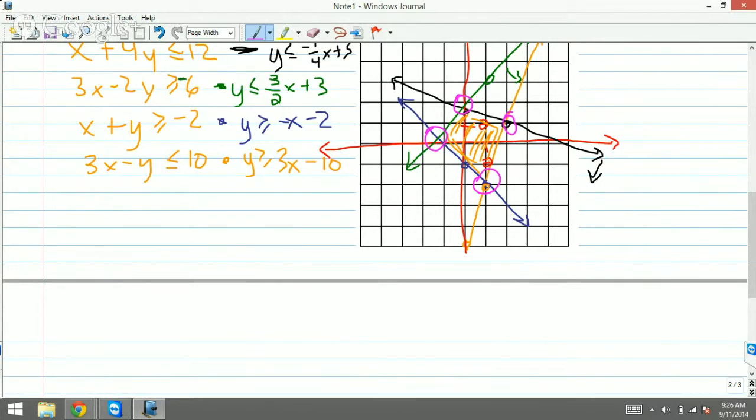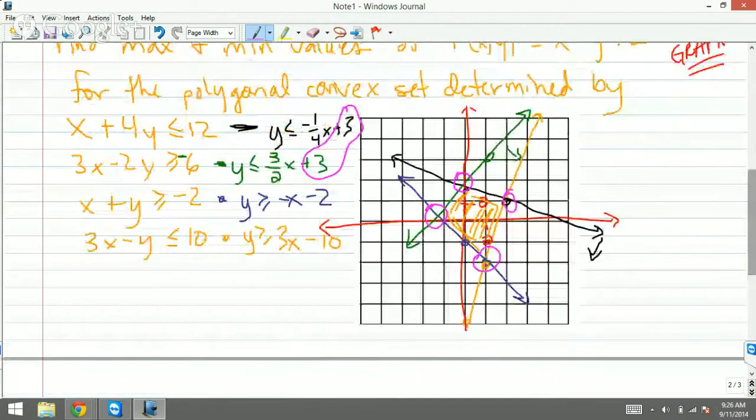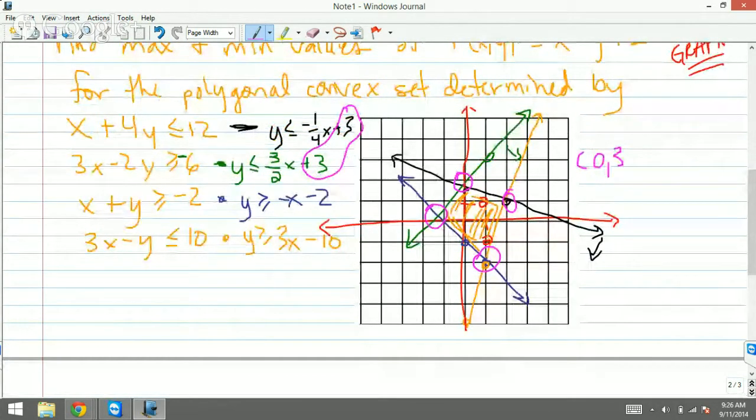Okay. This one here, the top one, should be easy. Why should this top one be easy? Yeah, it's the y-intercept of both of these. Okay, so we have 0, 3 because of the y-intercepts. They're the same spot.